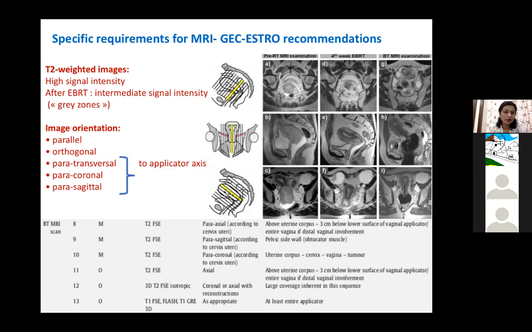So the image orientations that are recommended are in reference to the applicator axis. So they are the true parallel and the orthogonal, along with the paratransverse, the paracoronal and the parasagittal in relation to the applicator axis. In addition, we have an MRI protocol where the slice thickness should be around 3 mm. And also you have to have a bladder filling protocol according to your institute.